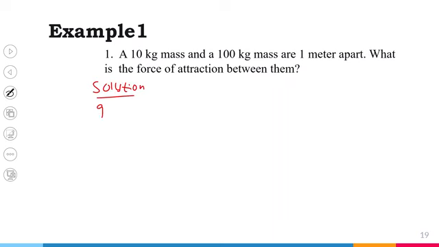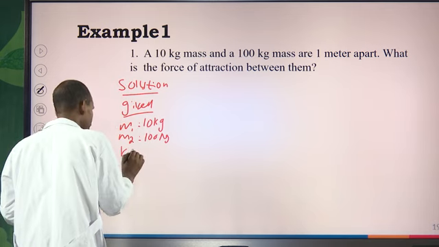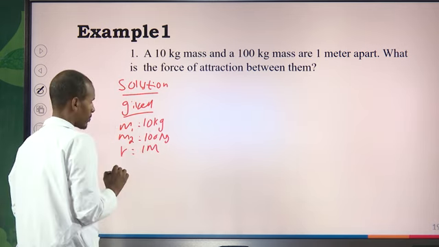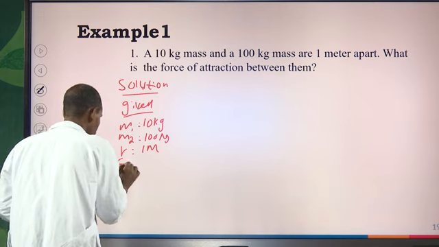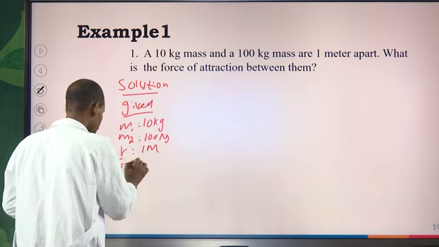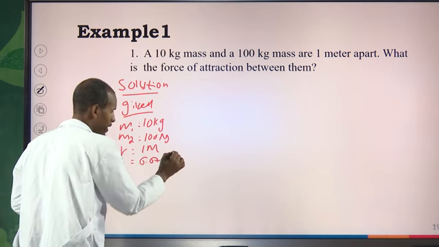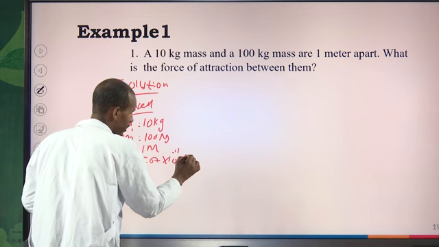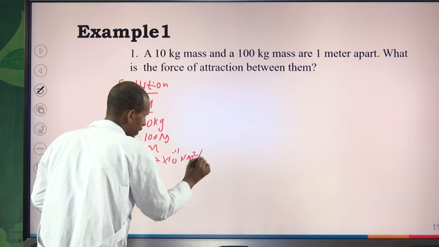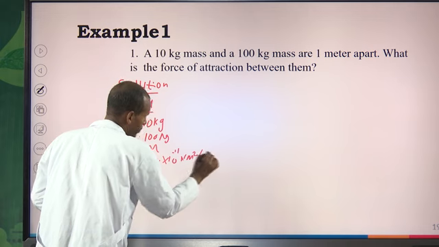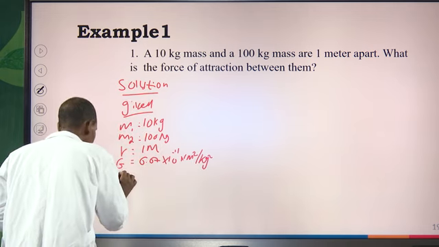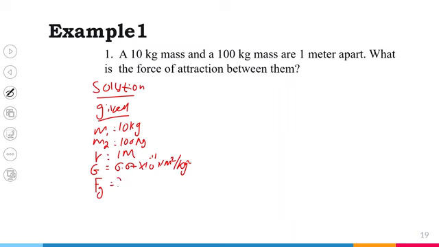Solution. Given: M1 equals 10 kilogram, M2 equals 100 kilogram, and R is given as 1 meter. We can also take G, the gravitational constant, as 6.67 times 10 to the power of minus 11 Newton meter square per kilogram square. The required is Fg. What is the gravitational attraction between these two masses?